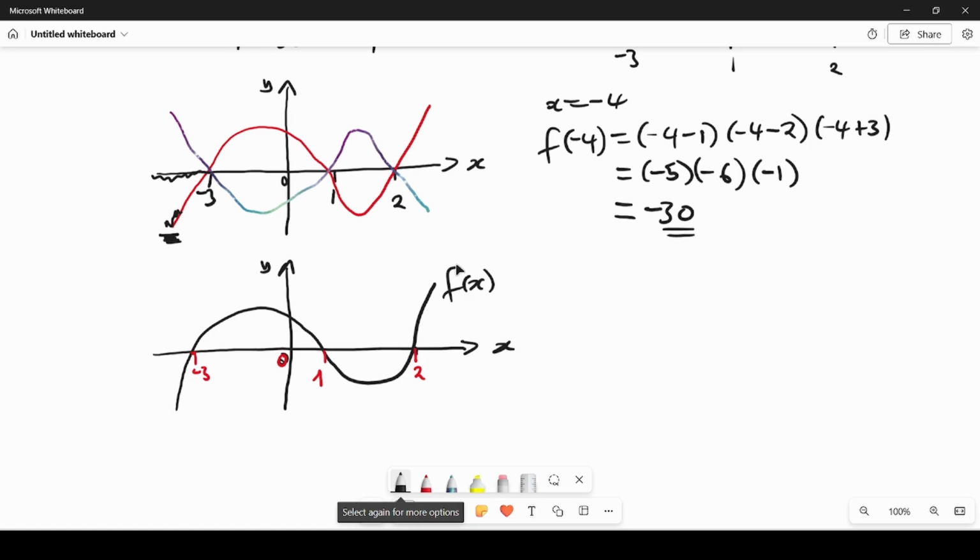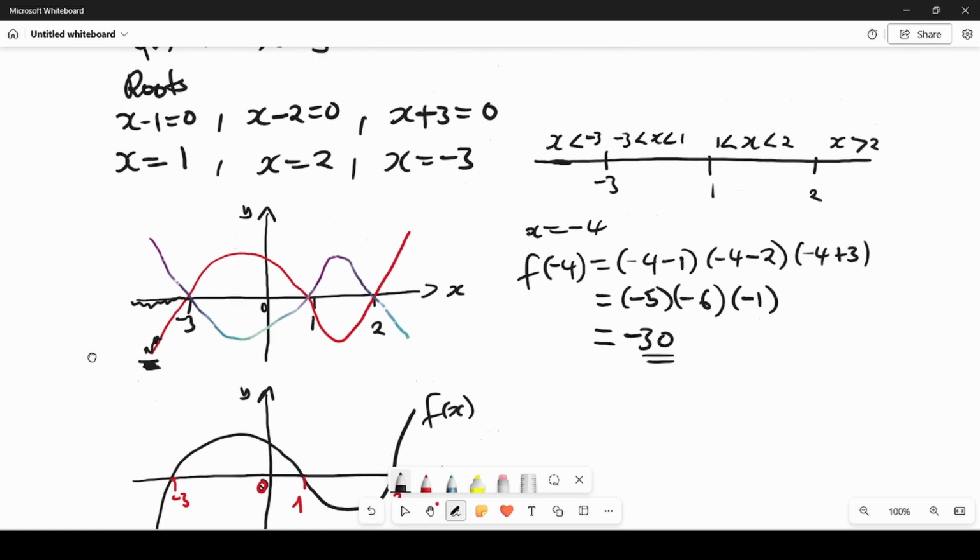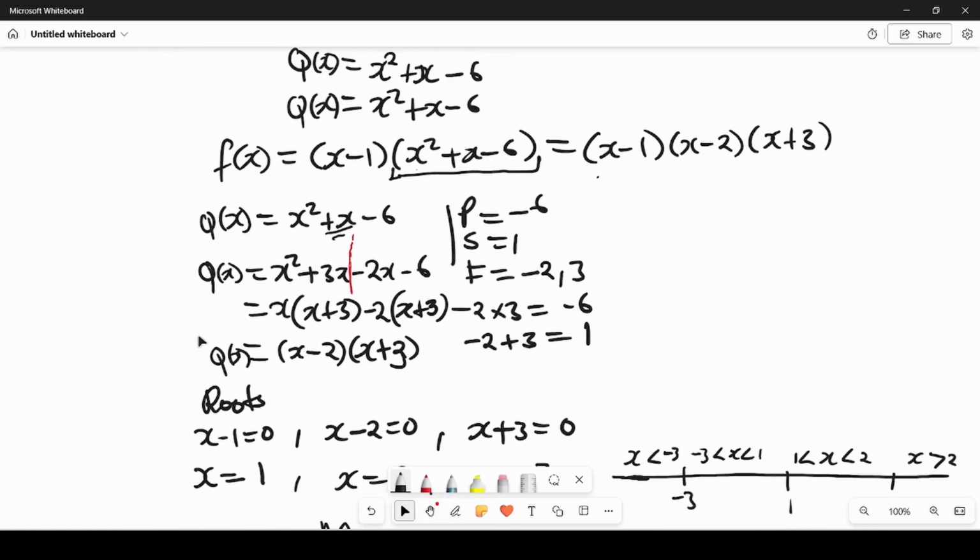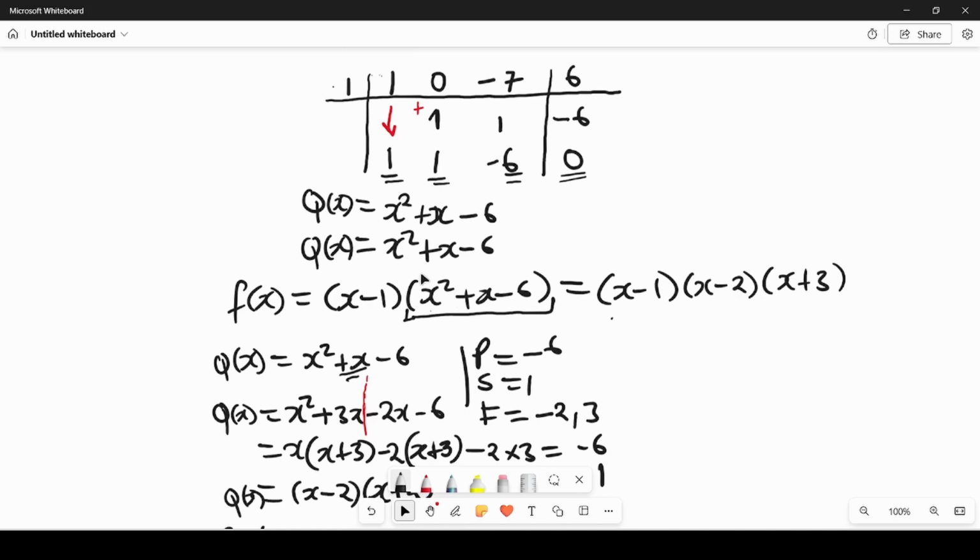Now we need to do another example. For example, if we can't factorize the quotient, if this cannot be factorized, what do we do? Let's check out another video which is going to describe that.